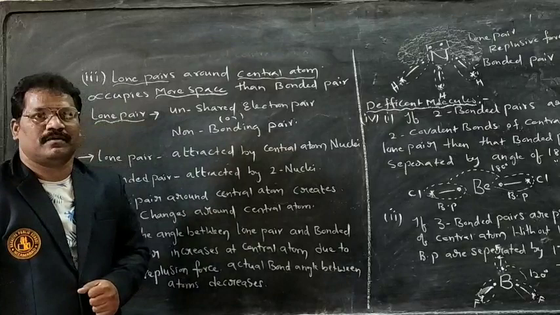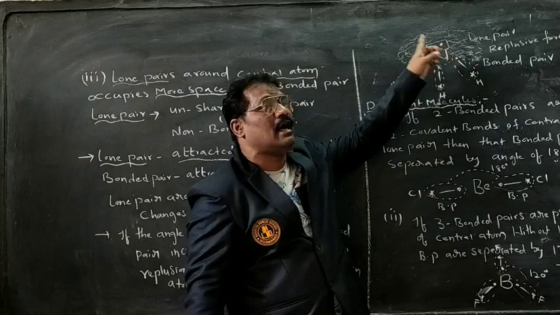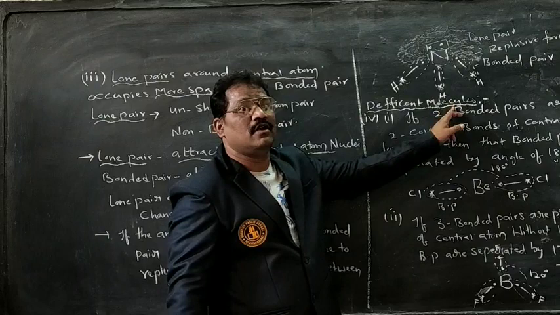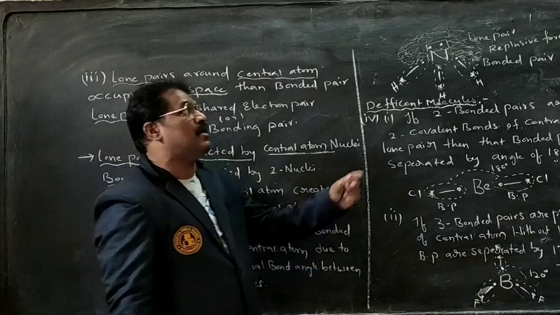Coming to lone pairs. Lone pairs are nothing but what? They are attracted by the central atom only, by the central atom's nucleus only. They are not attracted by the hydrogen nuclei. When it comes to a bonded pair here, bonded pairs are attracted by the central atom nucleus as well as the hydrogen atom nuclei.